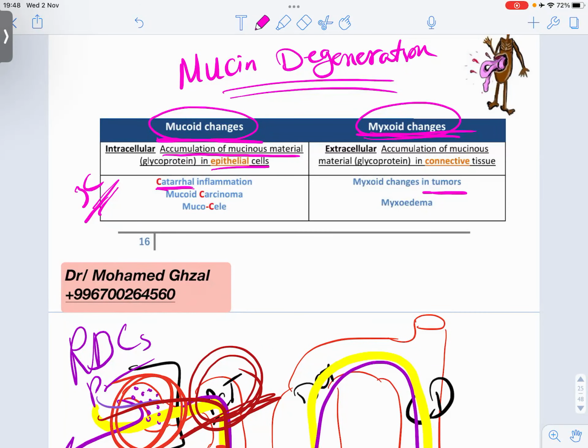Mucoid means when the mucin is abnormal inside its normal location, which is epithelial. But myxoid is abnormal accumulation of mucin in an abnormal location.